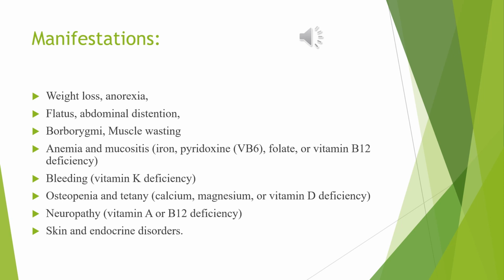Also, malabsorption of calcium, magnesium, and vitamin D can result in osteopenia, decreased bone density, and sometimes osteoporosis, brittle bones at an early age, in addition to tetany. Malabsorption of vitamin B12 and vitamin A can result in neuropathy and neurological manifestations like peripheral numbness, numbness in the extremities, or burning sensation in the hands and feet, and also muscle weakness.